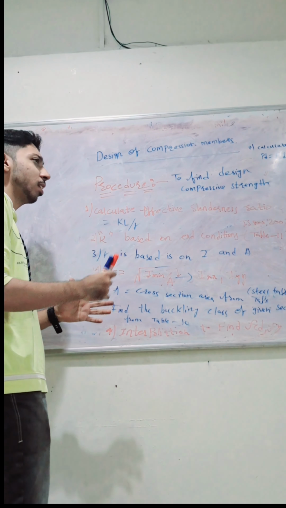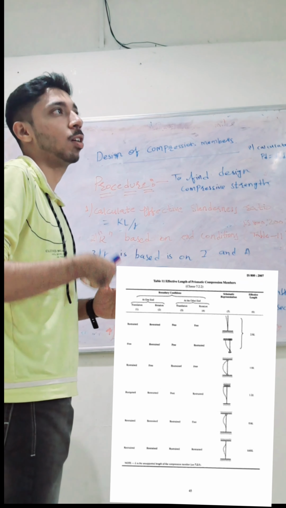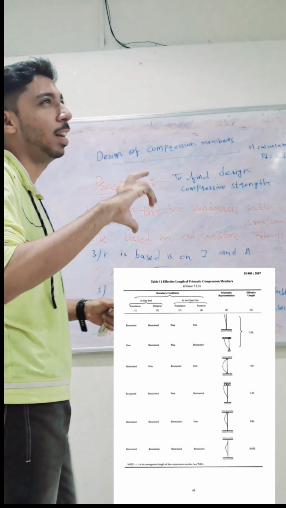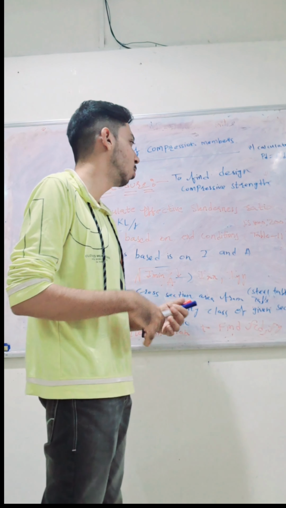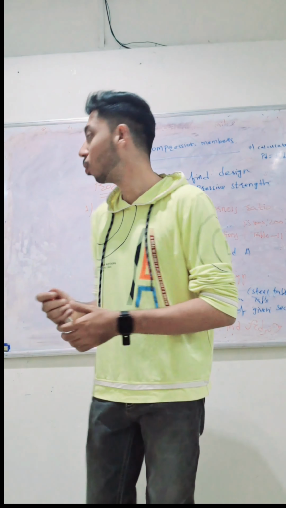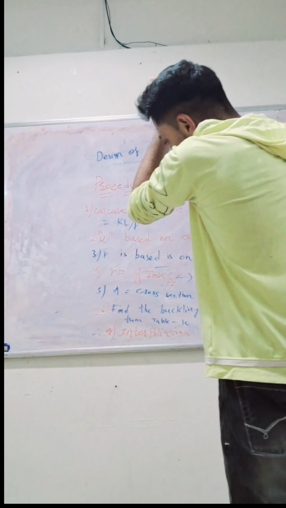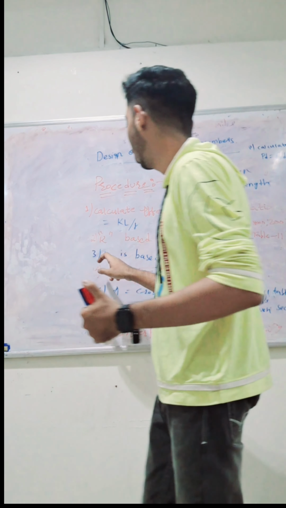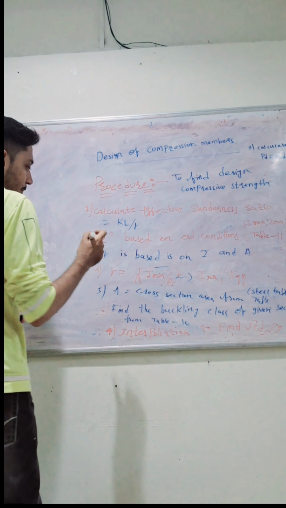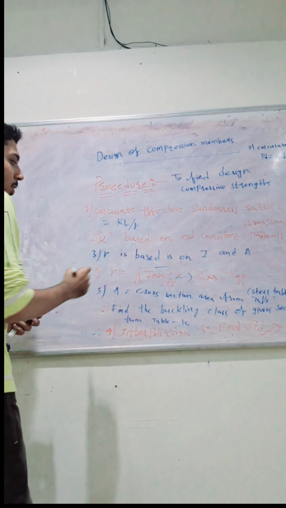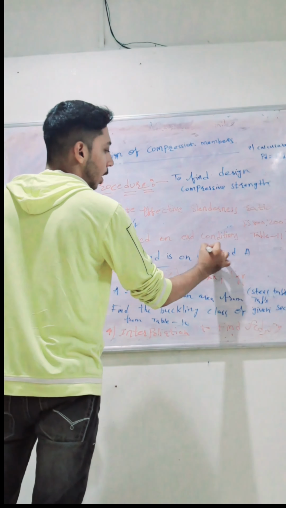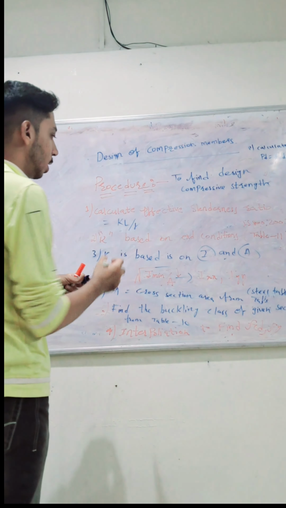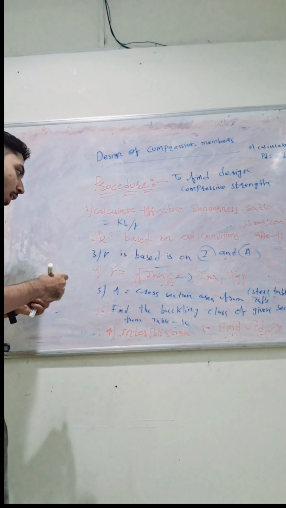Suppose it is restrained or fixed or pinned at both ends, like that, something like 0.65 L. Some end conditions are mentioned in that code book. According to that, you need to interpolate using those conditions. Okay. The next, third point, is your R. What is R here? R is based on I and A, moment of inertia and area.